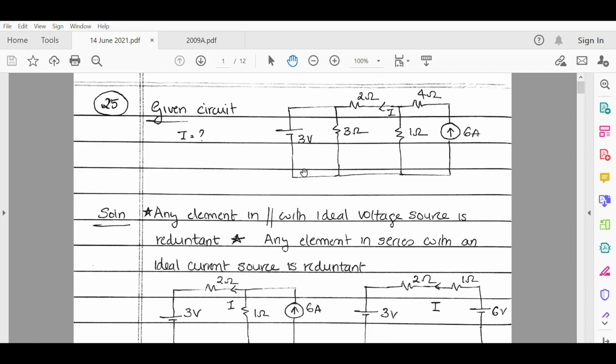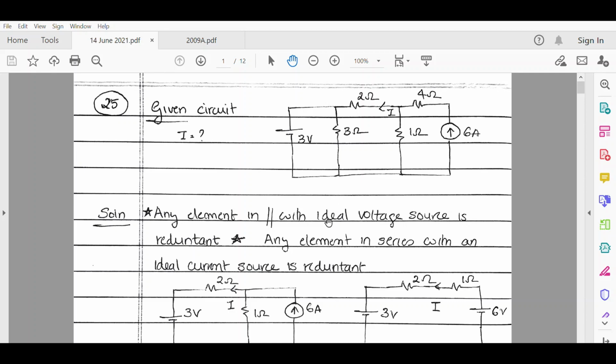Now moving to the solution, two concepts that we have to keep in mind while trying to solve this question are: the first one, any element in parallel with the ideal voltage source is redundant. Now if we apply this concept, here we have an ideal voltage source and a resistance in parallel with it. So this resistance is redundant. It is as good as having this single voltage source alone.